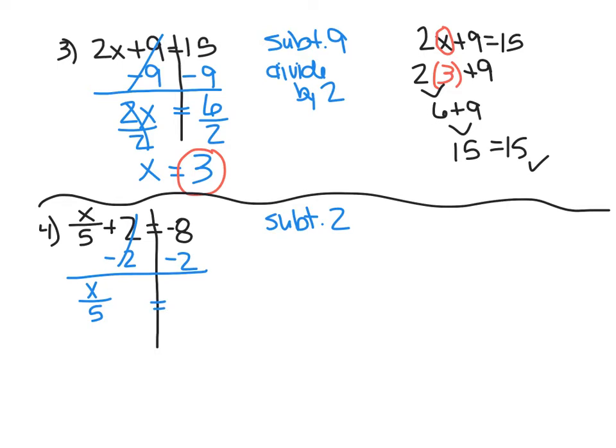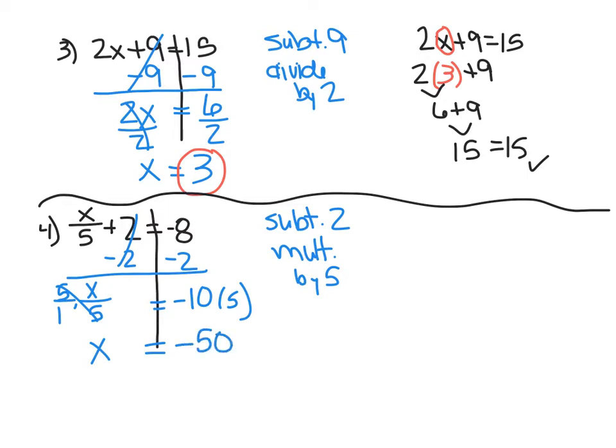Negative 8 minus 2, negative 8 plus negative 2 is a negative 10. And then in order to undo x divided by 5, the opposite of divide by is multiply. So we're going to multiply this side by 5 over 1 because it's a fraction, and this side by 5. So really we're multiplying by 5 or 5 over 1. Those are really the same thing, right? Because 5 divided by 5 is 1. That's x equals negative 10 times 5 is negative 50, right? There's my answer. x equals negative 50. So then we're going to check it.